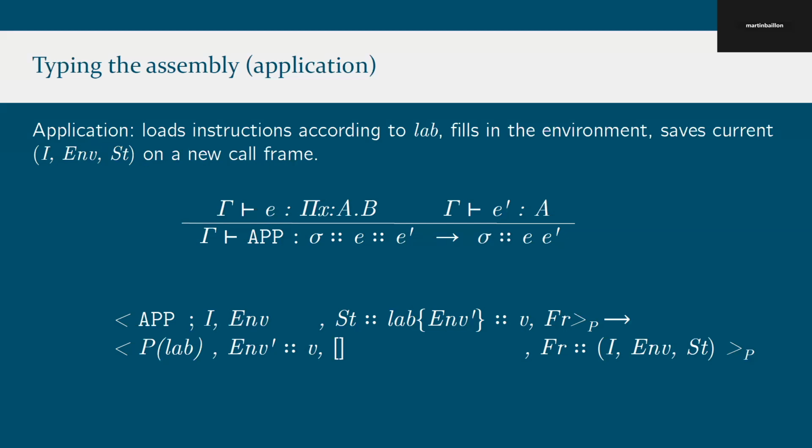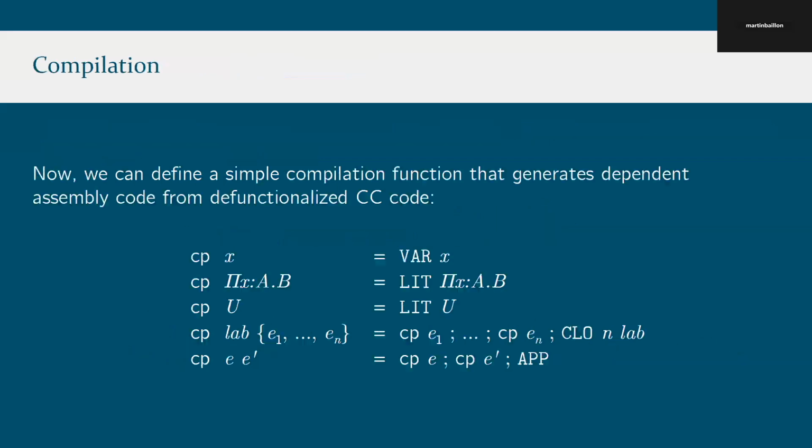But operationally you will have to, first of all, make sure that you can only step if this second top value is a closure. Then you step by looking up what code corresponds to this label and loading it to here, and then you fill the environment by using the closure environment and the input. You clear the stack, and of course you store the current unfinished computation on top of the stack of frames.